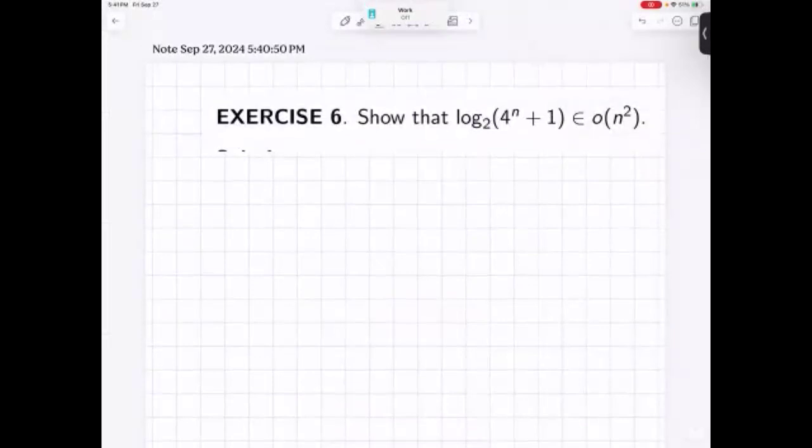Let's finish off these proofs of functions being within orders of other functions with this exercise here, where we are going to show that log base 2 of 4 to the n plus 1 is on the order of little o of n squared. So as a reminder, what does this actually mean?